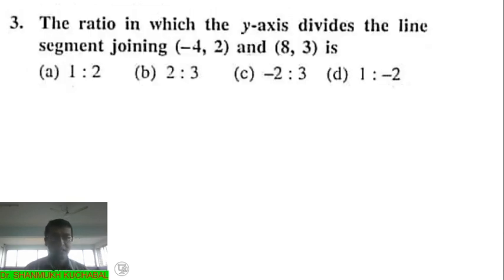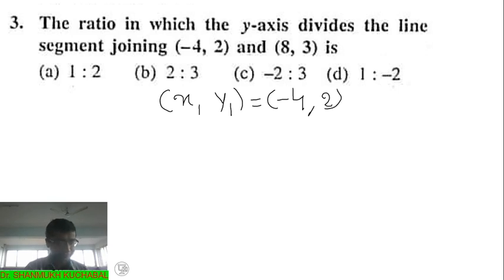Okay, we'll move to our next example. The ratio in which the y-axis divides the line segment joining (-4, 2) and (8, 3) is. Once again we'll define a ratio. Since it is the y-axis, first we take (x1, y1) equal to (-4, 2) and (x2, y2) as (8, 3).